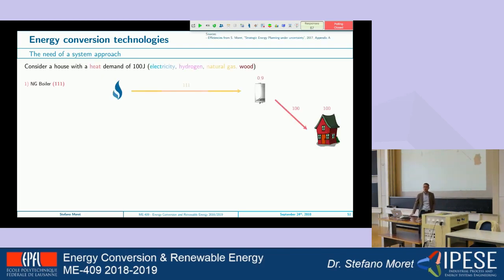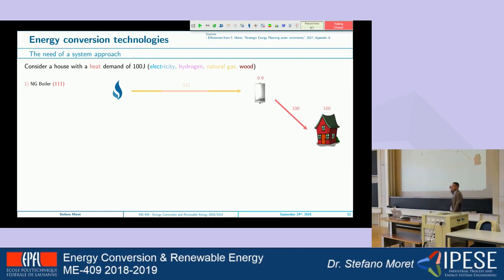So let's take the example of a house. We want to provide 100 units of energy to a house. Now I show you 6 different options that we have for providing heat to a house. The first option is probably the one you have at home, the most standard option. You have a boiler supplied by natural gas.